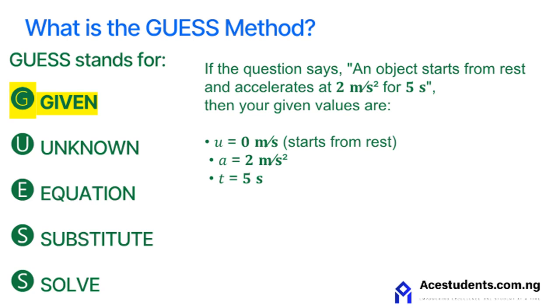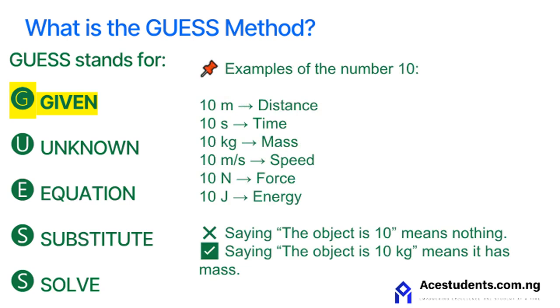Time equals 5 seconds. However, for you to be able to identify your given parameters, you must be able to correctly identify the units of each quantity. In physics, numbers alone do not carry identity. You cannot simply say, the object is 10, and expect anyone to understand what you're referring to. The unit gives the number meaning.